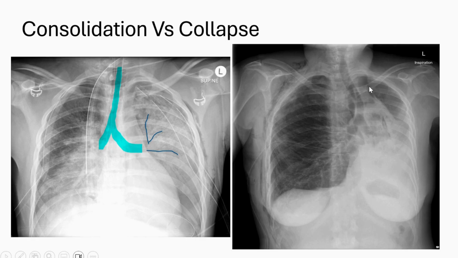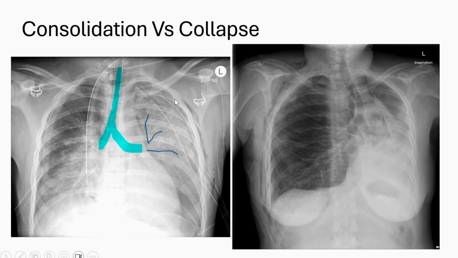So these are the signs of collapse, and opaque hemithorax can be seen, and there is a small area which will appear as a lucent area without bronchovascular marking. So this could be the pneumothorax, and collapse is probably due to the pneumothorax. So this is all about the collapse.